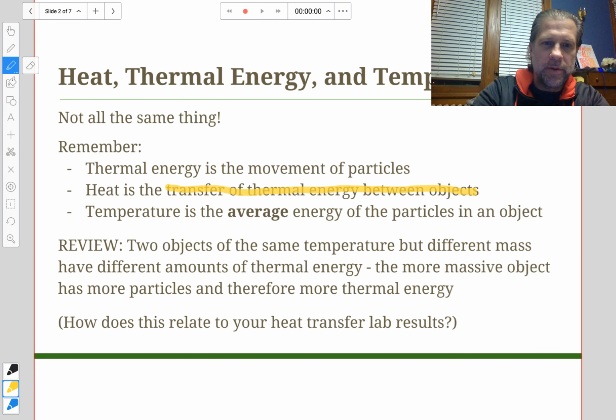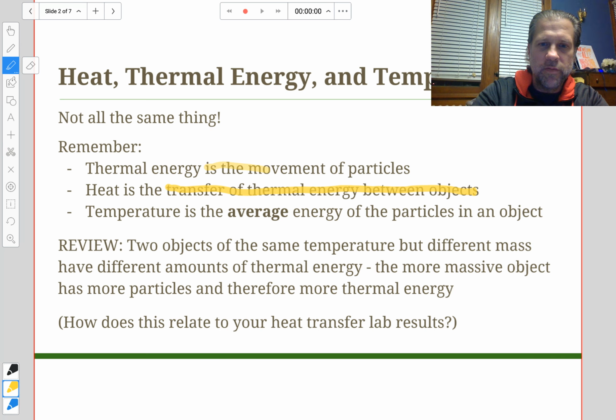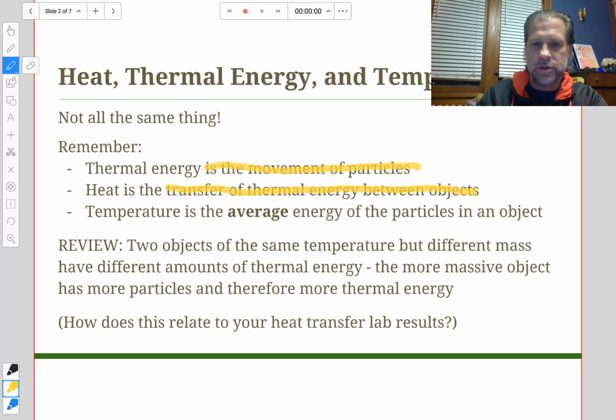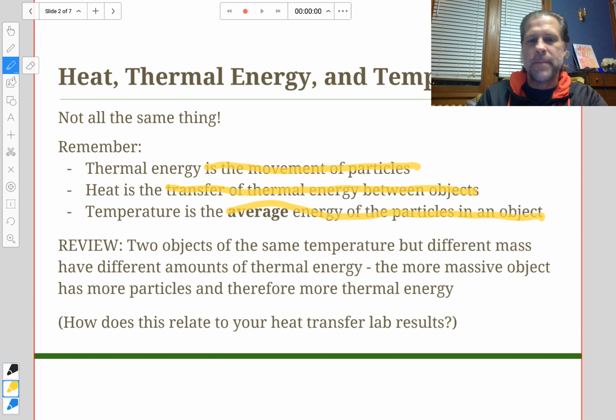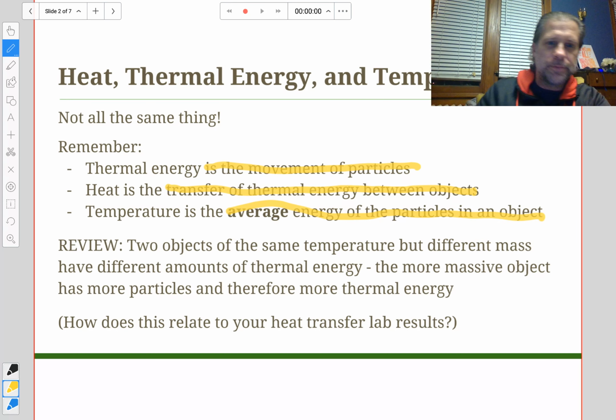You need to remember that thermal energy is the movement of particles. So make sure you write that down. And you also need to remember that temperature is the average energy of the particles in an object. So make sure you write those things down. And you might want to pause the video as you're writing those things down.